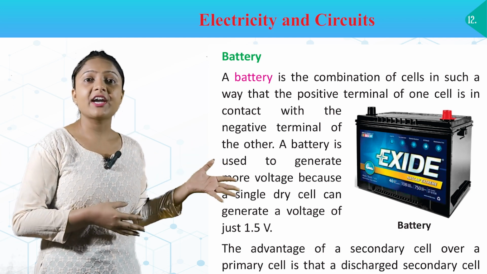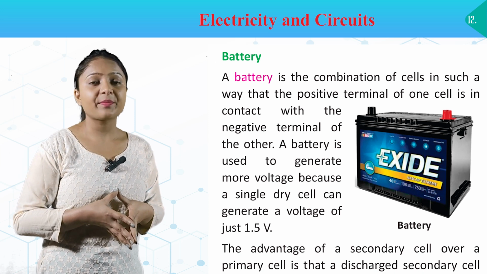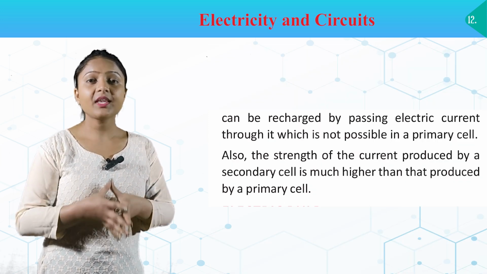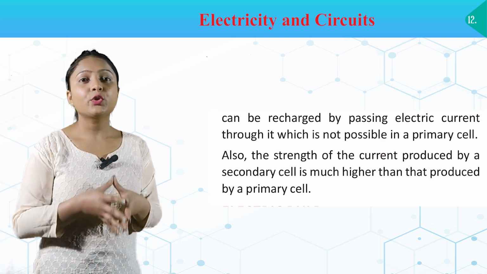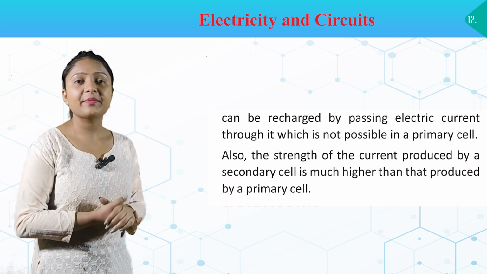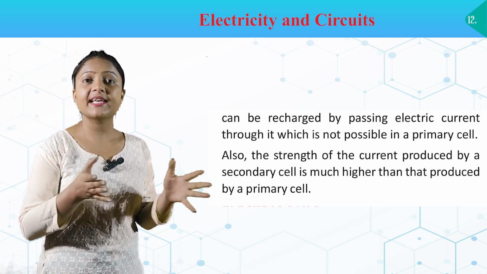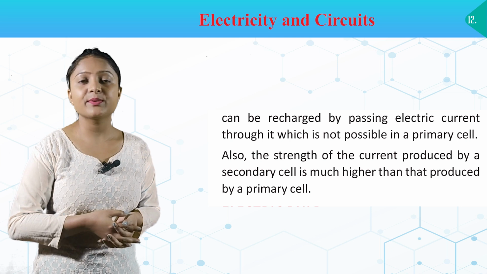The advantage of a secondary cell over a primary cell is that a discharged secondary cell can be recharged by passing electric current through it, which is not possible in a primary cell. Also, the strength of the current produced by a secondary cell is much higher than that produced by a primary cell.